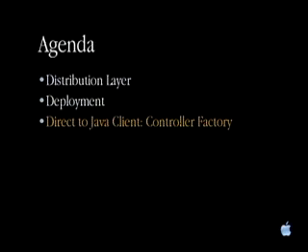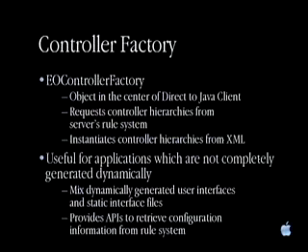Okay, and I think we actually do have enough time. So I'd like to talk a little more about the controller factory. The controller factory is the object in the center of Direct to Java Client's dynamic user interface generation. It's the object that's responsible to communicate with the server, to request a description of the client-side user interface. It's responsible for instantiating all the controller hierarchies that we use on the client side.